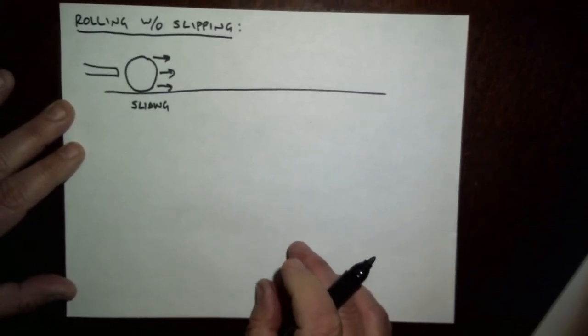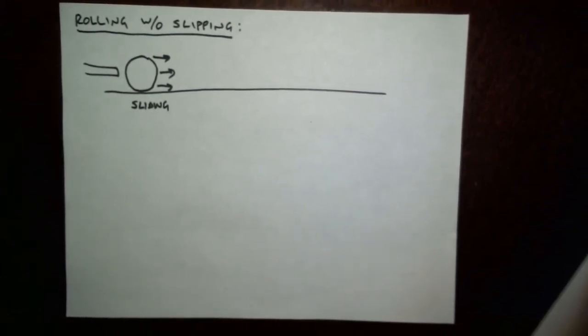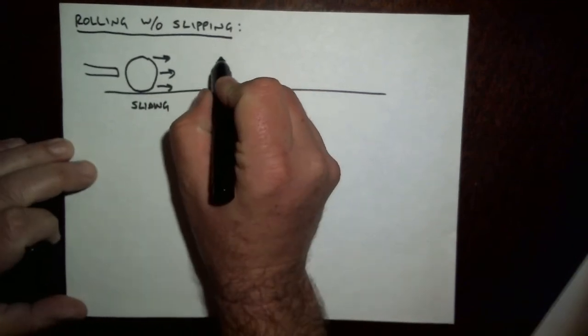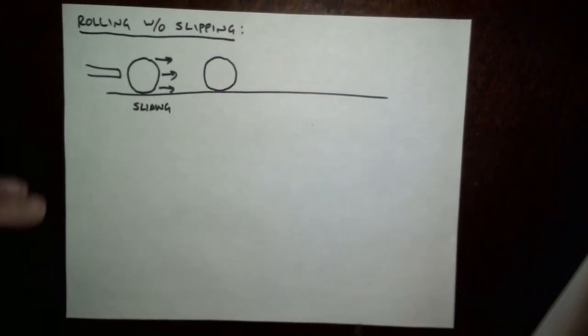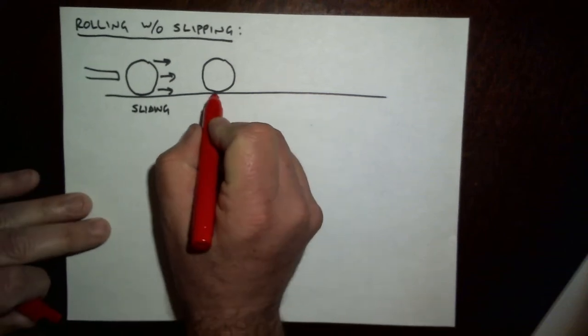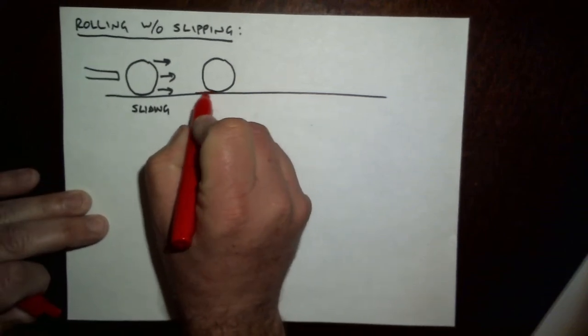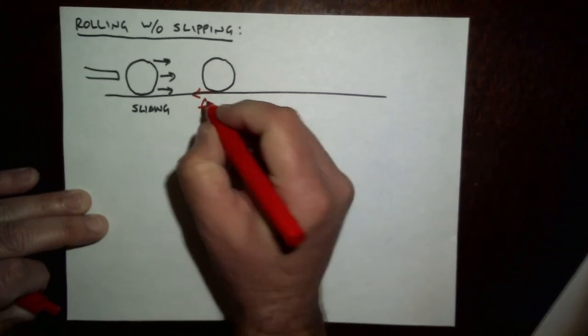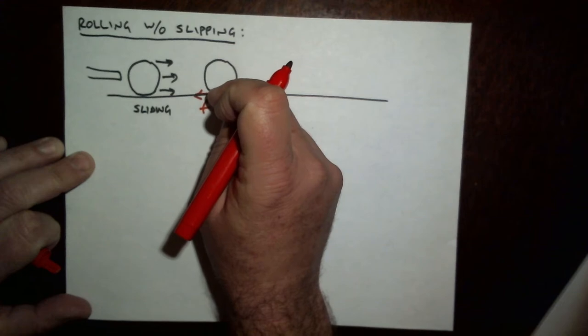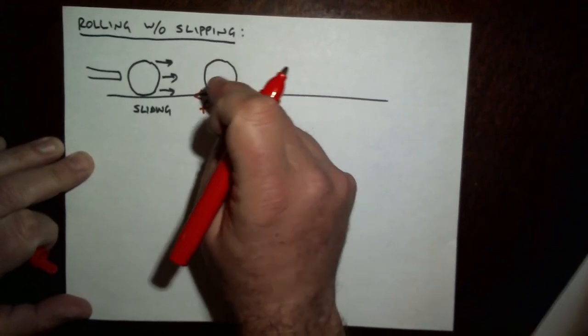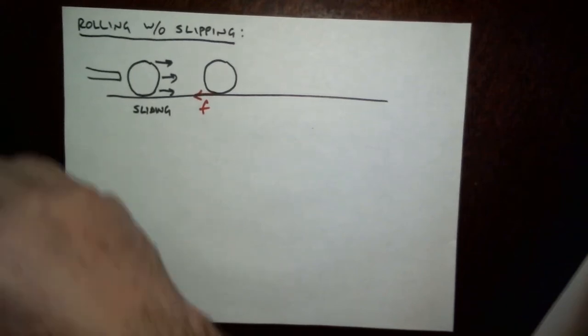Now, this condition will not exist forever because there is some frictional force at the bottom edge of the cue ball. I love the fact that I've drawn my pool table with some sort of rise and fall, but you'll have to imagine something a little straighter. So as it's sliding, there is a frictional force this way on the cue ball. And that frictional force is going to start the bottom edge slowing down. And the top edge will remain going the same speed. So we're going to begin to spin.